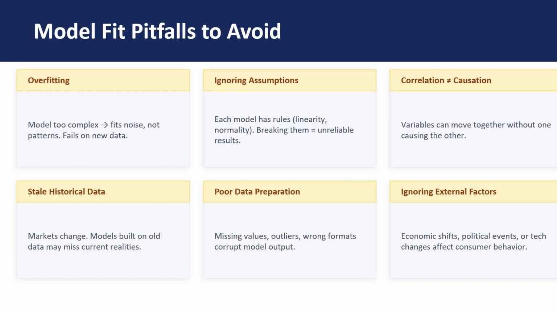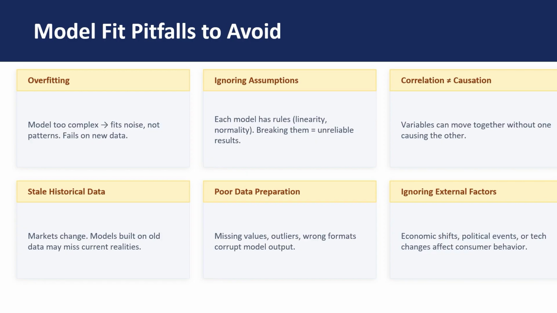Now that you know how to measure fit, let's talk about the traps that catch even experienced analysts. Overfitting is the big one. It happens when your model is so tuned to your training data that it captures noise instead of real patterns. It looks great on paper but falls apart when you apply it to new data. Ignoring model assumptions is another common mistake. Every statistical model comes with conditions that need to be true for the results to be valid. Things like linearity, independence, and normally distributed errors. Skipping the assumption checks is like building on an unexamined foundation.